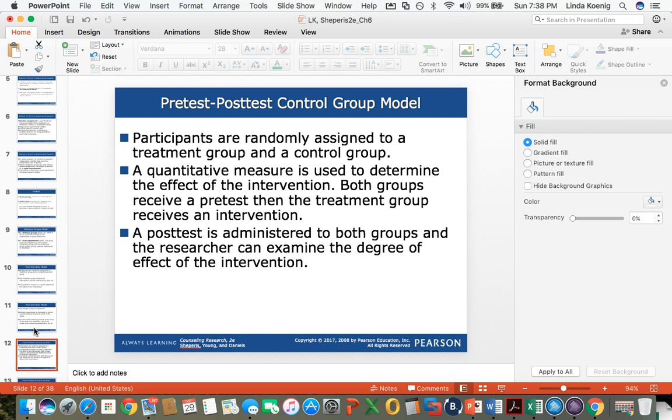And we know at this point that both groups started out in the same place because we did a pretest, and we can compare, were they more or less the same? So now we know it was the independent variable that created change, if there was a change created.